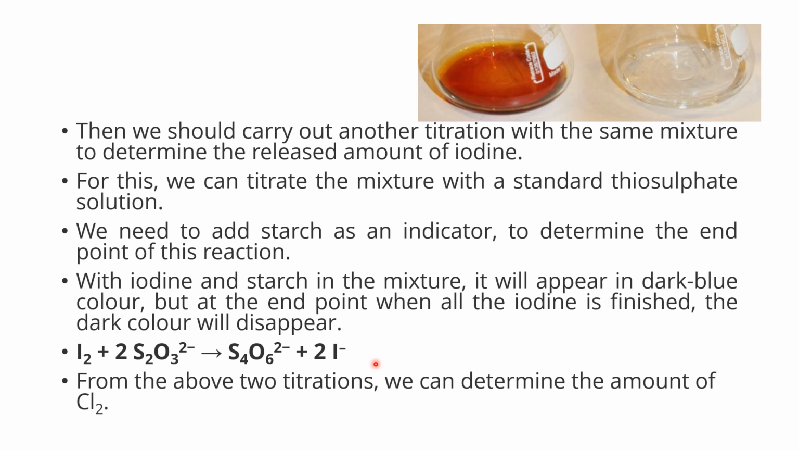So remember, I2 gets converted to I minus, iodide, and iodide gets converted back to I2. I repeat what I said. First we start with iodide, I minus. I minus gets converted to I2. I2 will liberate. Iodine is liberated, correct? So this liberated iodine is titrated against sodium thiosulfate, and we get back our I minus.